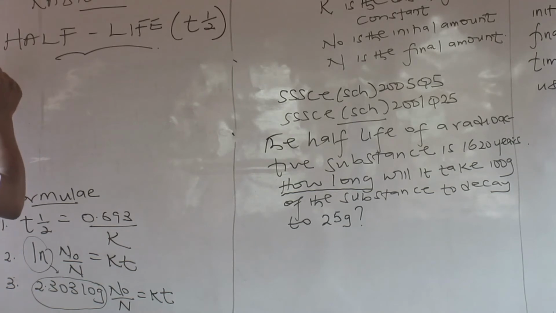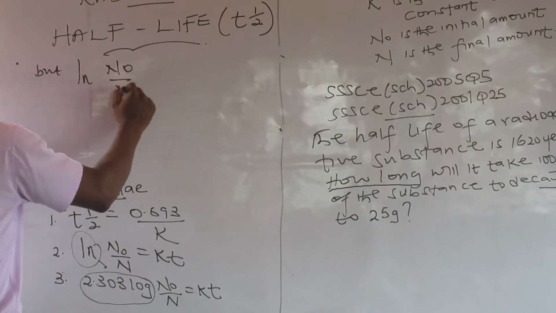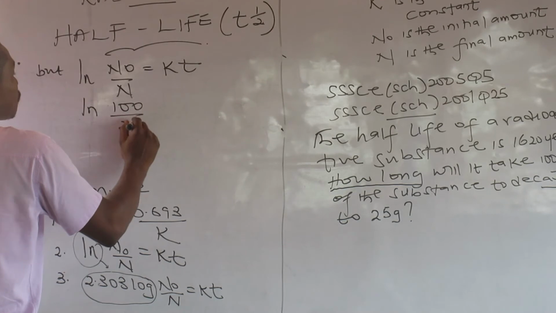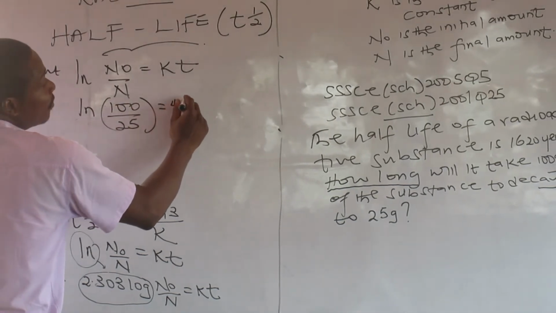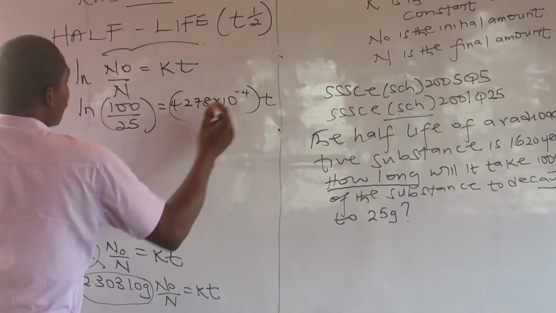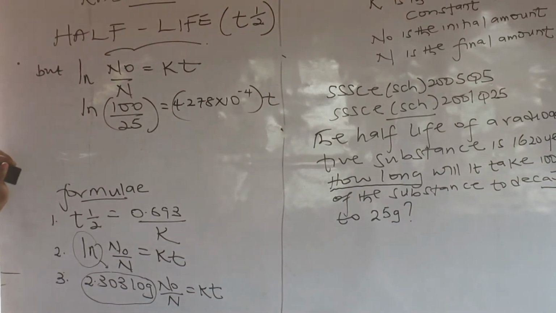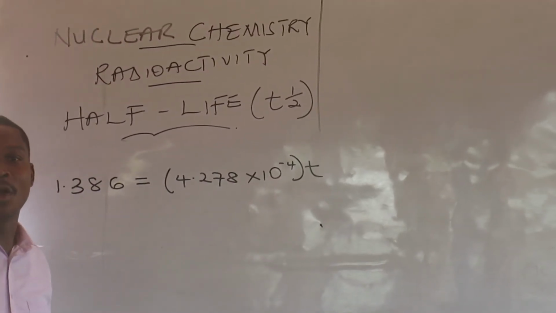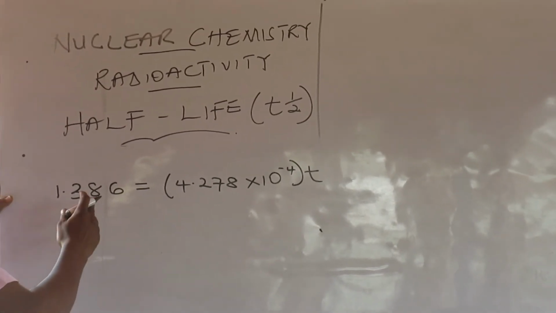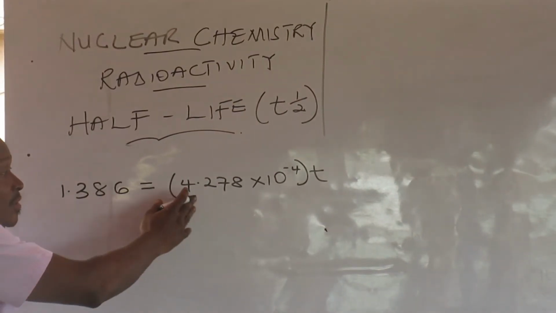So you can go natural log initial over final equals what? KT. Now natural log of 100 over 25. K is 4.278 power minus 4, times T. You see, I don't know T. Now punch natural log of this. What did you get? Natural log of 100 over 25. So what are we getting here? Natural log of N naught over N gives us 1.386 equals this.